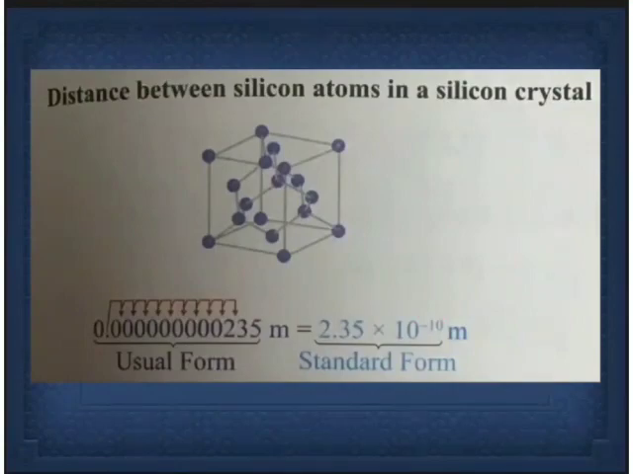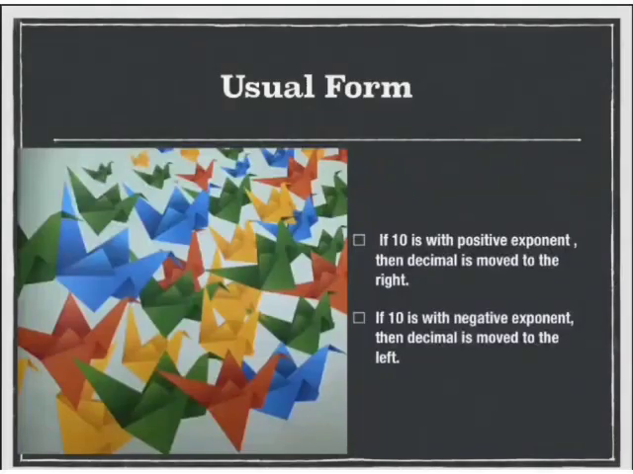And now we will discuss how to write numbers in usual form. Here the rules are just opposite of the rules which are used to write in standard form. Like if 10 is with a positive exponent, then the decimal is moved to the right. And if 10 is with a negative exponent, then the decimal is moved to the left.